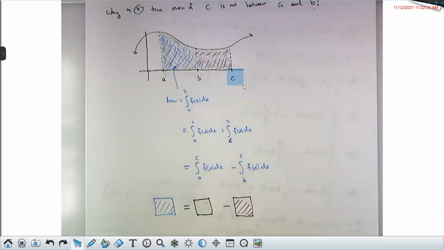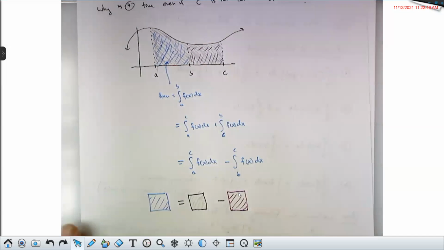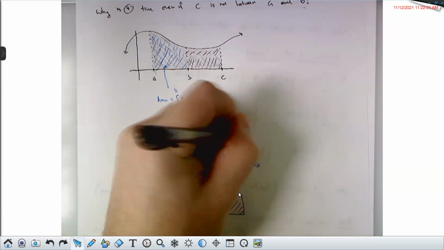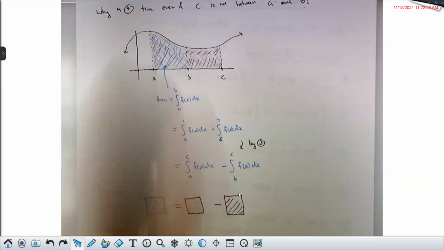You can split this up over some number that's not even in the middle, because if c is to the right of b, then this lower bound is actually bigger than this upper bound. So the natural thing to do is to flip it over. And by property, what was it, property 3? Yeah. This is from here to here. This is by item 3.